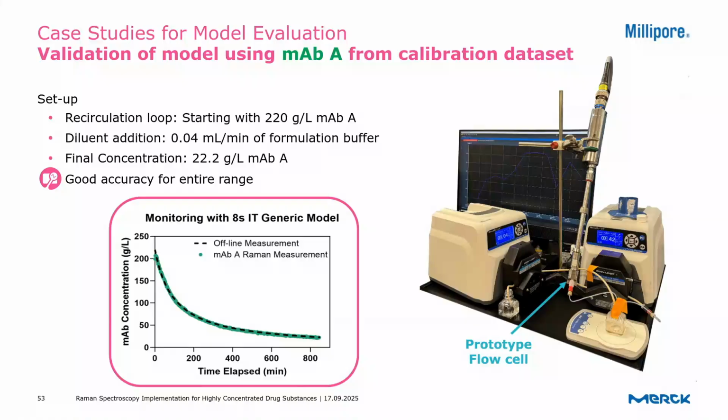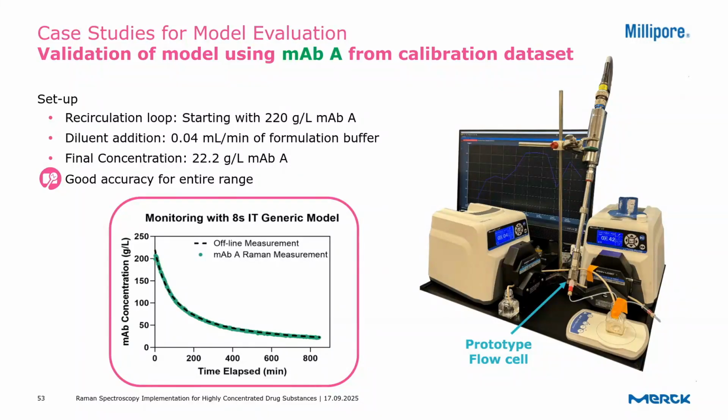So looking at the picture over here, the recirculation reservoir starts with a MAB-A concentration of 220 grams per liter, an auxiliary pump added diluent buffer at a rate of 0.4 milliliters per minute until it reached a final concentration of 22.2 grams per liter. Based on the dilution rate, the concentration change over time was calculated and is represented by this dashed black line.